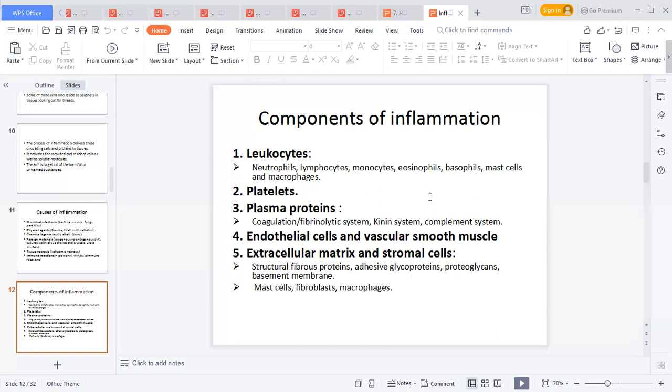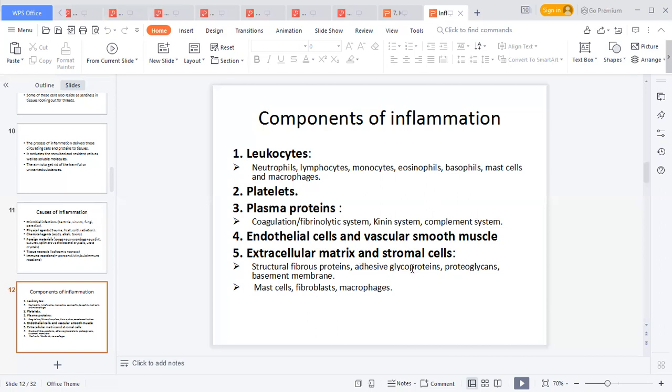Plasma proteins, complement system, coagulation. We've talked about plasma proteins in that other video, the one that I just recorded. Endothelial cells, I mentioned them. Vascular smooth muscle, I mentioned. Extracellular matrix, I mentioned. In the extracellular matrix, that's where the infectious agent is. And after diapedesis or transmigration, the cells will move into the extracellular matrix.